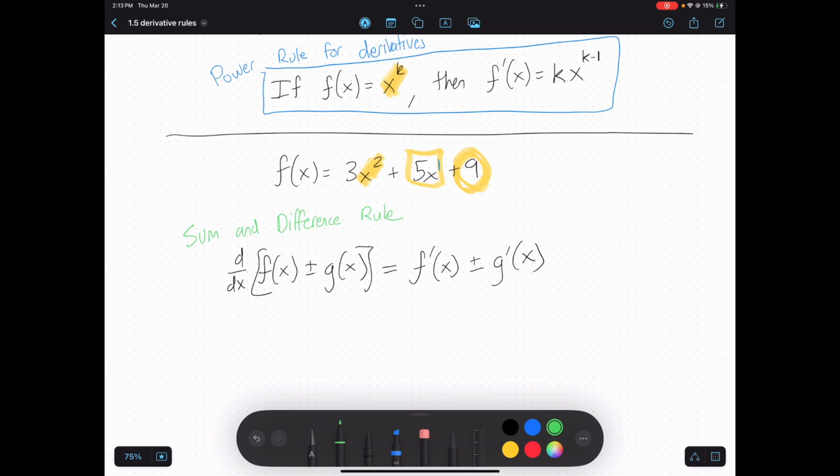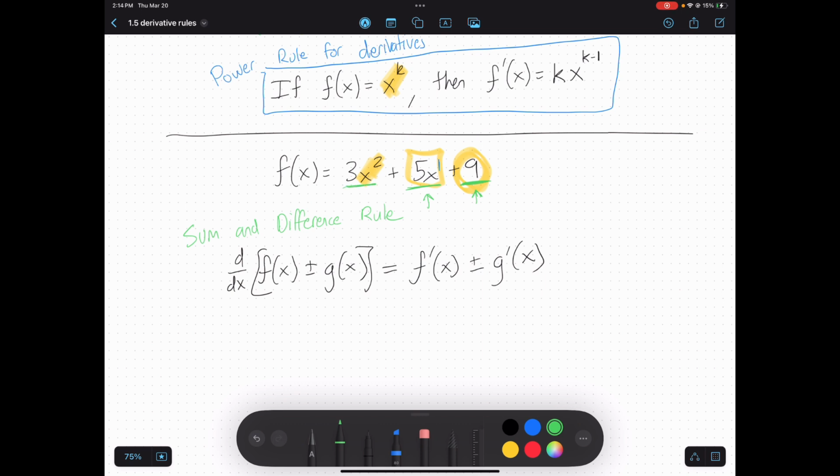Well, if I come back to my example here, if I recognize this is linear and this is a constant function, I can just focus on the derivative of each of these pieces individually, and then when I'm done, put it all together as a derivative.